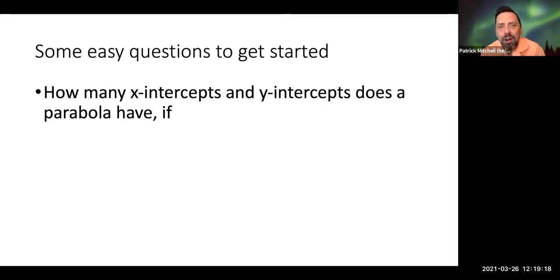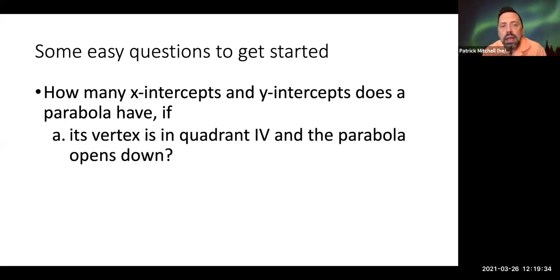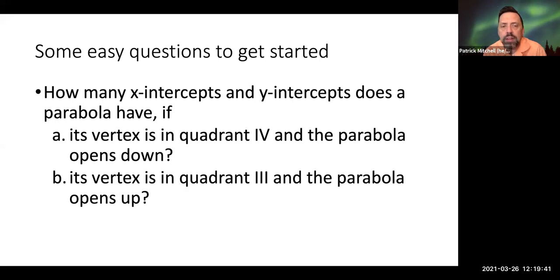All right, so here are a couple of easy conceptual questions. You might even be able to figure out these answers without picking up a pencil. How many X-intercepts and Y-intercepts does a parabola have if its vertex is in quadrant 4 and the parabola opens down? And then we'll do, if the vertex is in quadrant 3 and the parabola opens up. So starting with letter A, try to picture that.